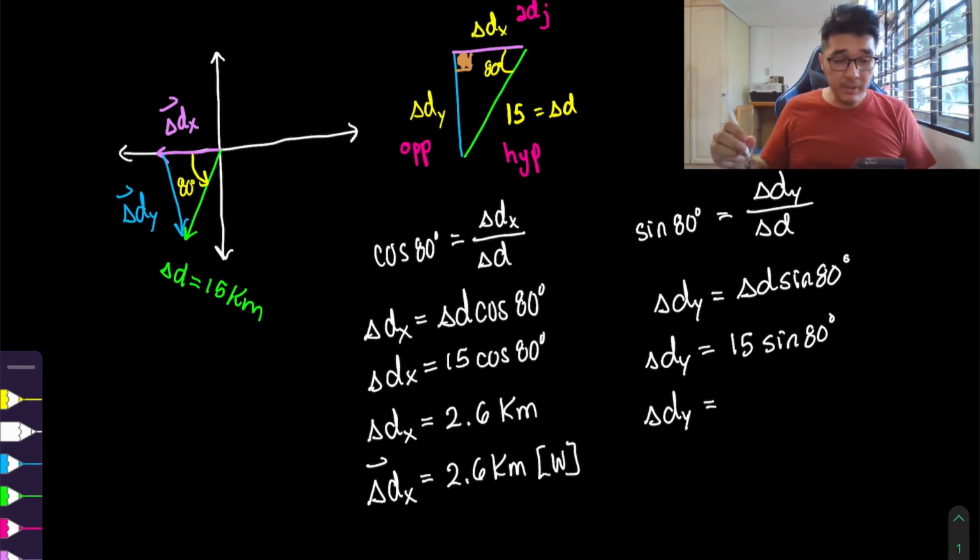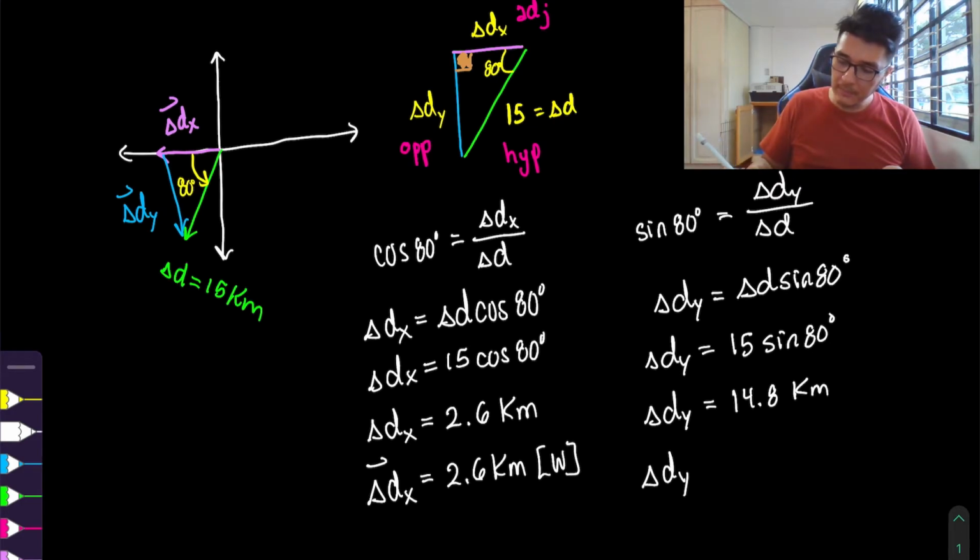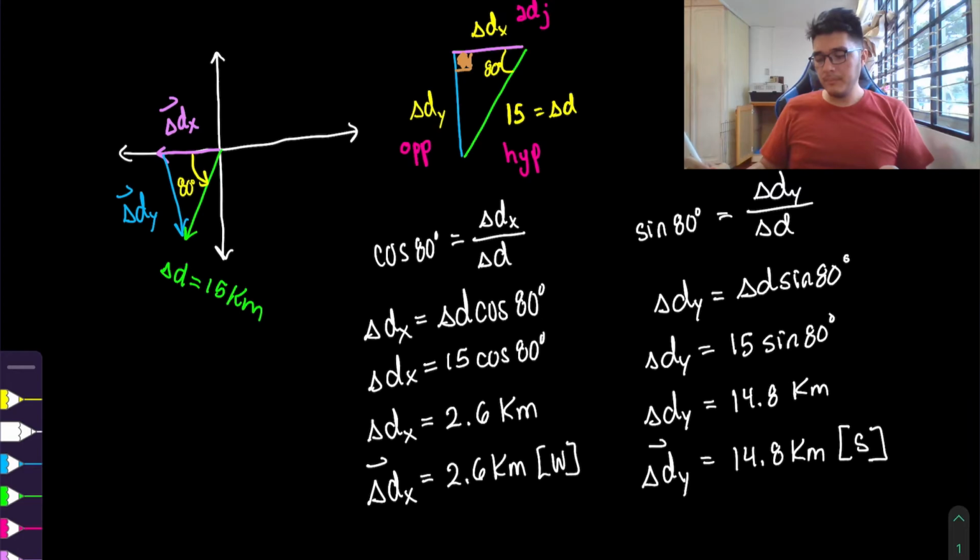And that's approximately 14.8 kilometers. And for the direction, remember that the y component was pointing downwards, so that means it's south. So you have to write the direction as well. 14.8 kilometers south.